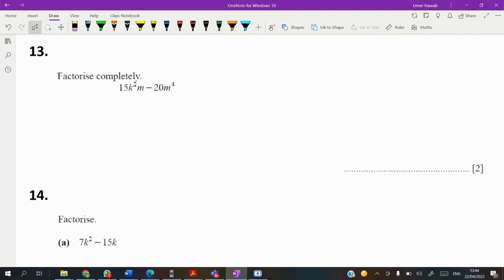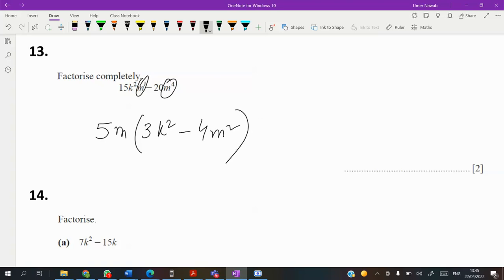Next, smallest powers should be taken common, and we have here 15 and 20. The highest common factor of 15 and 20 is 5. So 5 m power 1 will be taken out, because m power 4 and m power 1, always we take the smallest power. I cannot take k common because k is not there in the second term. So 5m is out. So 3k squared minus 4m squared will be inside the bracket.